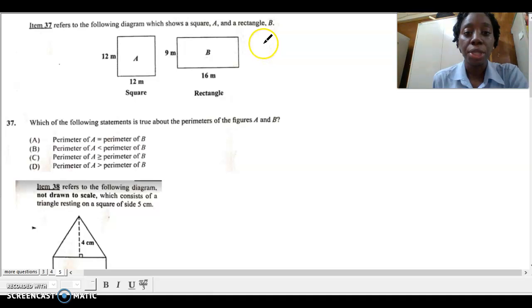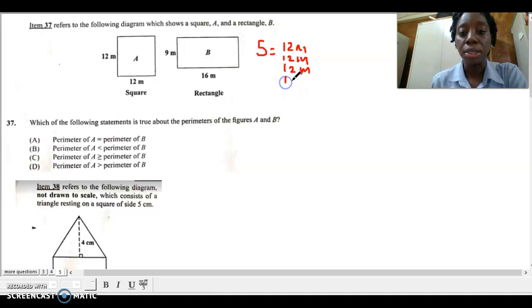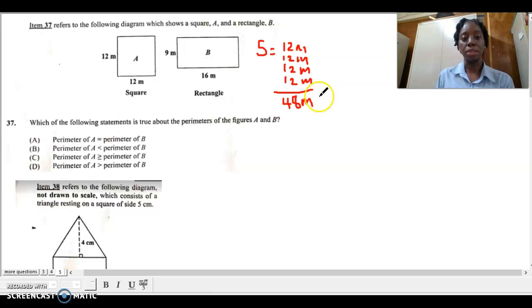So for the square, I'm going to write S is equal to 12 meters, 12 meters, 12 meters, and 12 meters. So 2 plus 2 plus 2 plus 2 is 8, and 1 plus 1 is 2, and 1 is 3, and 1 is 4. So the perimeter of A is simply 48 meters.